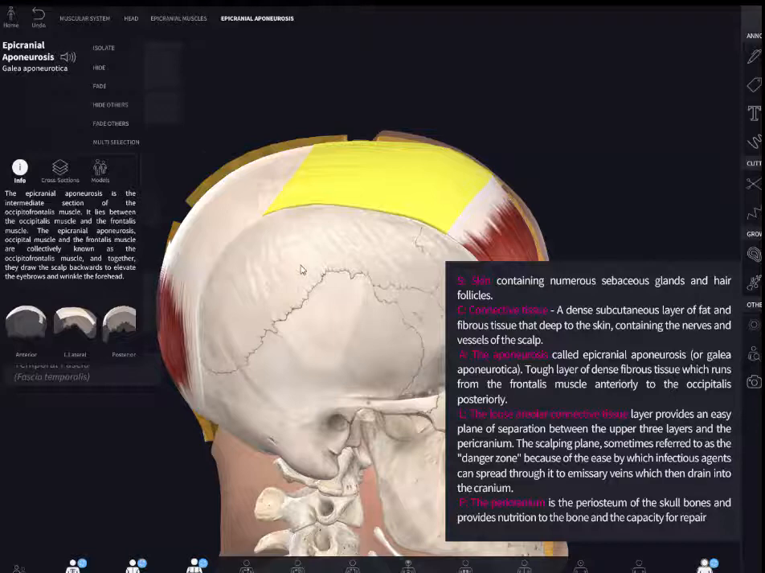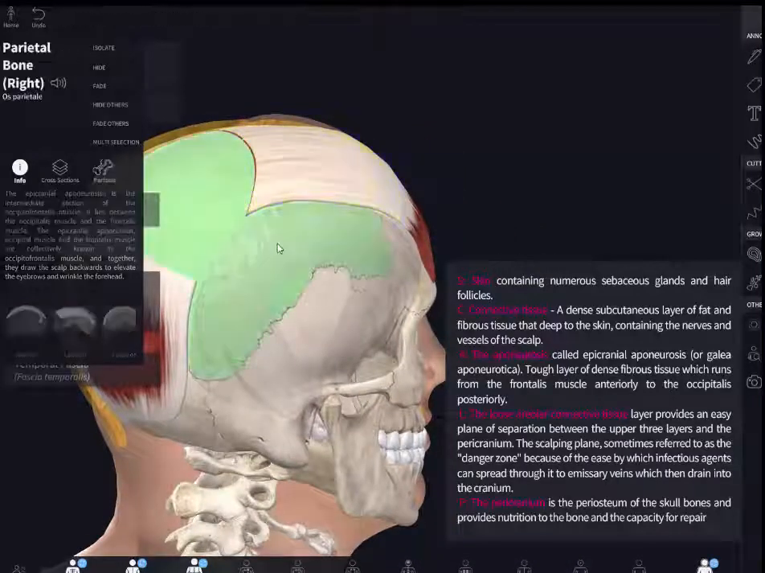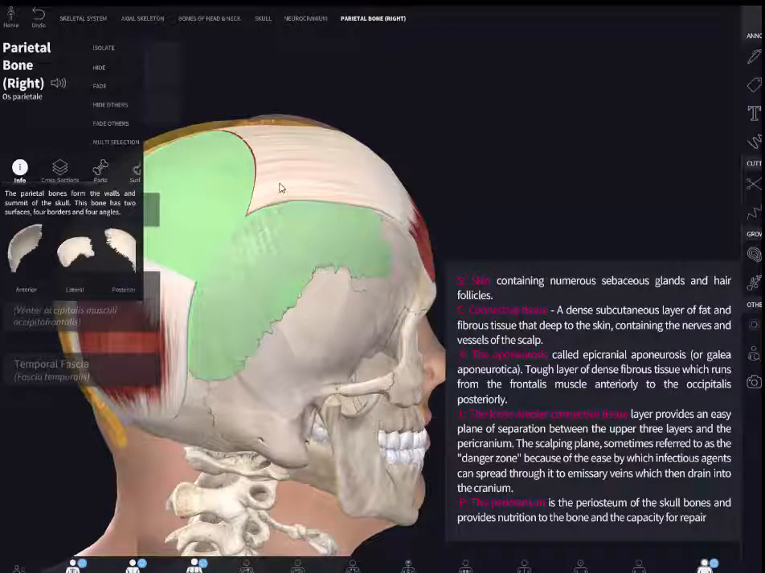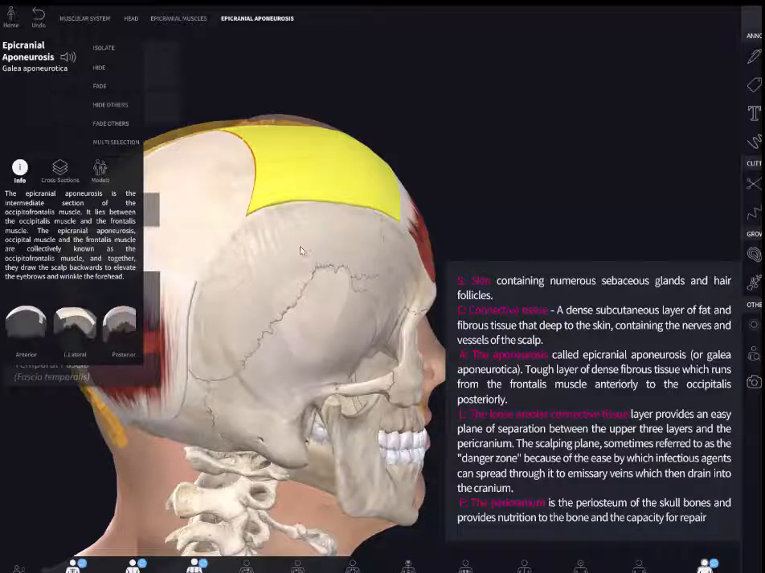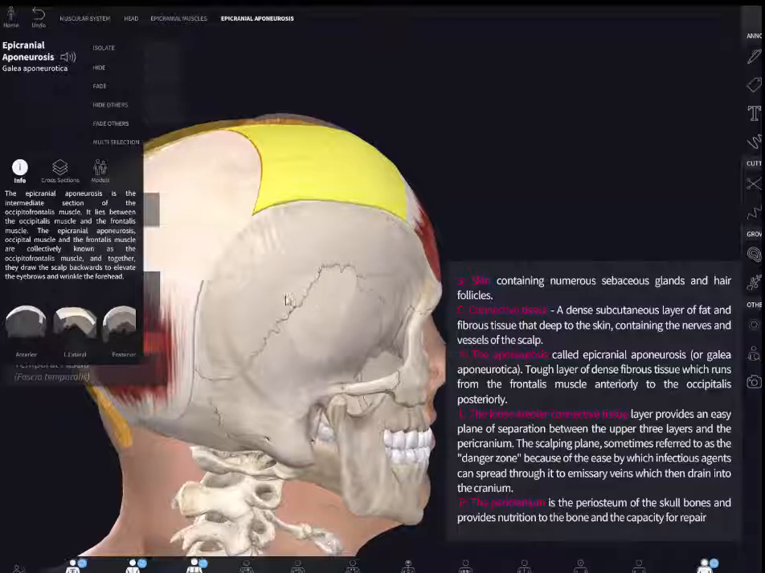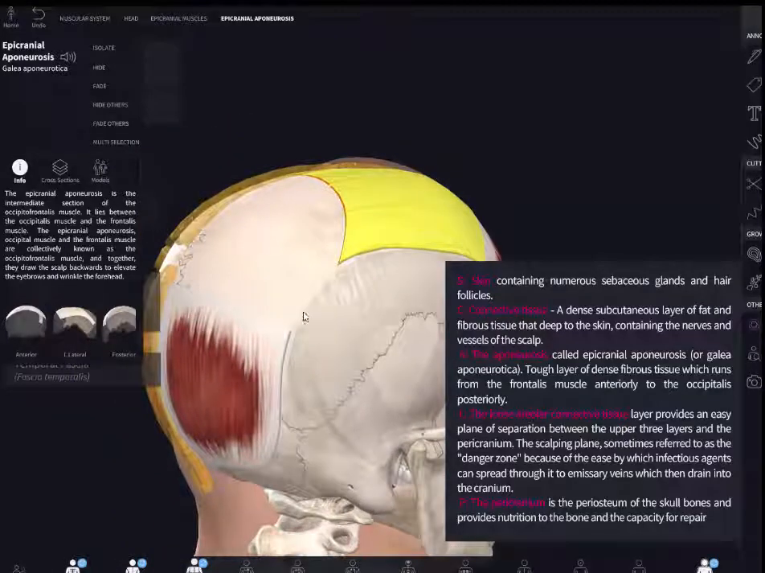And the last layer is going to be the pericranium. It's not indicated here, but that will be just deep to your loose areolar connective tissue layer. The pericranium is then a very dense layer of connective tissue that will form the outside of the periosteum. Remember that periosteum, the name's the game, means adjacent to the bone. The periosteum of the neurocranium is formed by the pericranium.